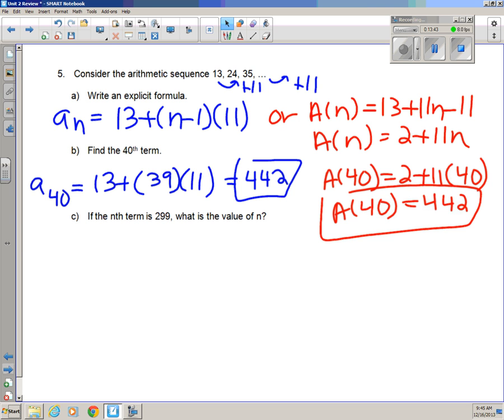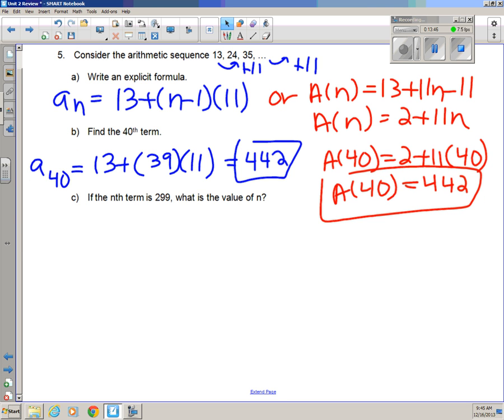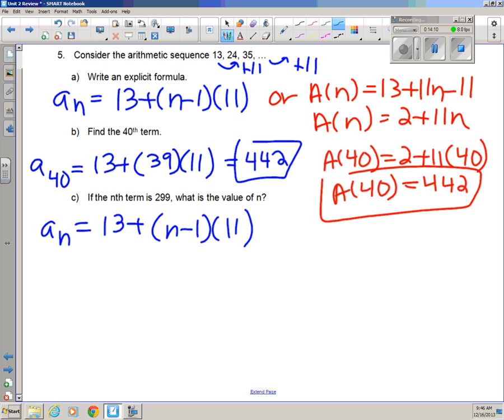To find the value of n for the term that is 299, you just work backwards. And essentially, you're going to have to work backwards from red. Okay, we'll set it up in the blue, and then we'll go for the red. I think that's probably what you're more familiar with, but you end up really doing what's in red anyway. So what we're saying is, we know that the formula is a sub n equals 13 plus n minus 1 times 11. That's your common difference. Well, 299 is the value.